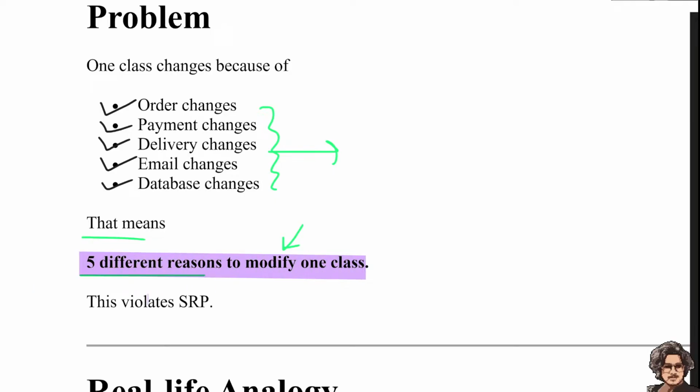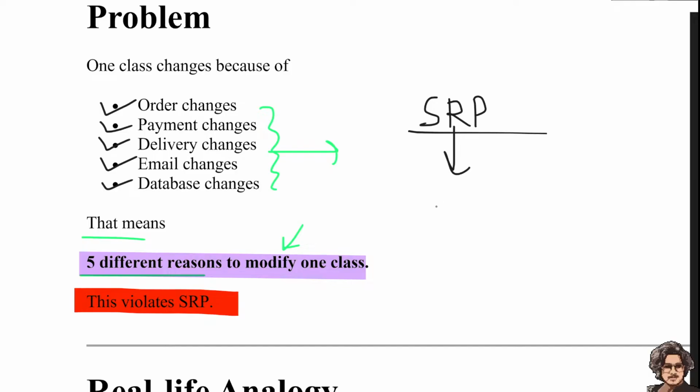Okay, so this violates the SRP rule, that is the Single Responsibility Principle. If you have a single responsibility, only one, then if one thing changes, only that changes. If you have multiple tasks, then it becomes a matter of concern.